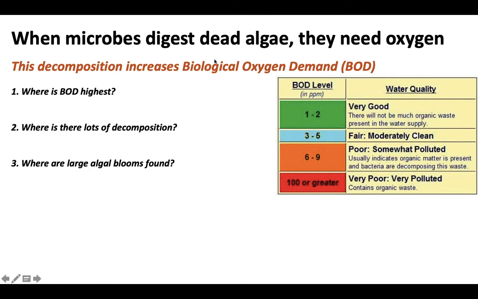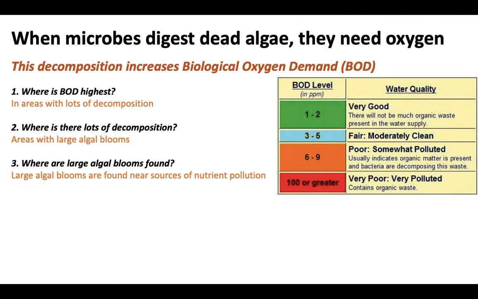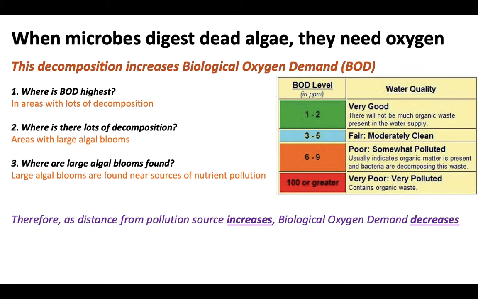So let's break this relationship down a little bit and see if we can figure out how exactly this works. Where is biological oxygen demand the highest? Well, it's going to be high in areas where there's lots of decomposition. That's this orange phrase right here. Where is there lots of decomposition? Well, we just learned there's lots of decomposition in areas where there's lots of algae. And where is there lots of algae? Well, we're going right back to the beginning: in areas where there's lots of nutrient pollution, which means as you get further away from the nutrient pollution, the biological oxygen demand is going to decrease.